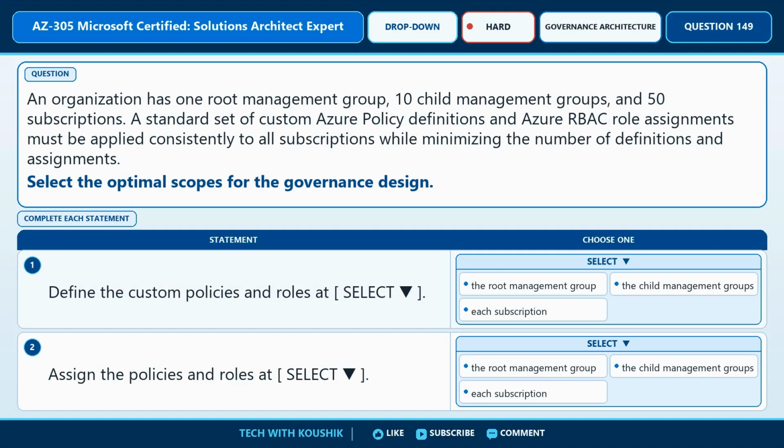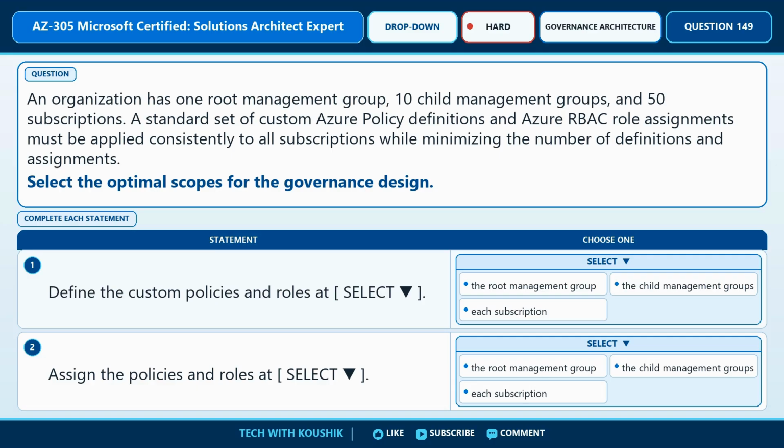Next, question number 149. The focus now shifts to governance architecture. An organization has 1 root management group, 10 child management groups, and 50 subscriptions. A standard set of custom Azure policy definitions and Azure RBAC role assignments must be applied consistently to all subscriptions while minimizing the number of definitions and assignments. Select the optimal scopes for the governance design.